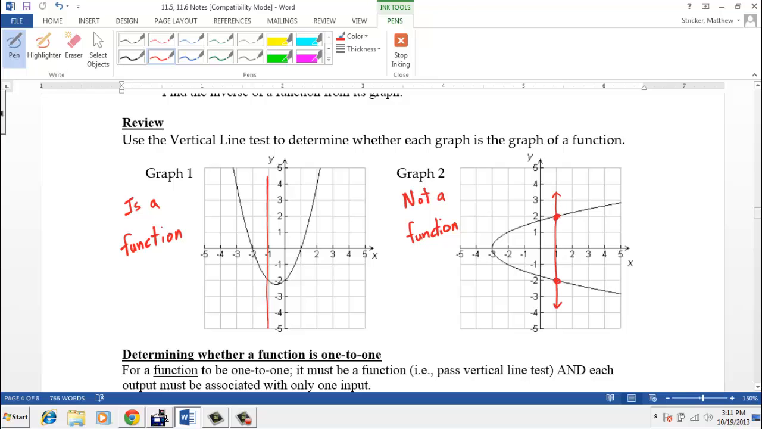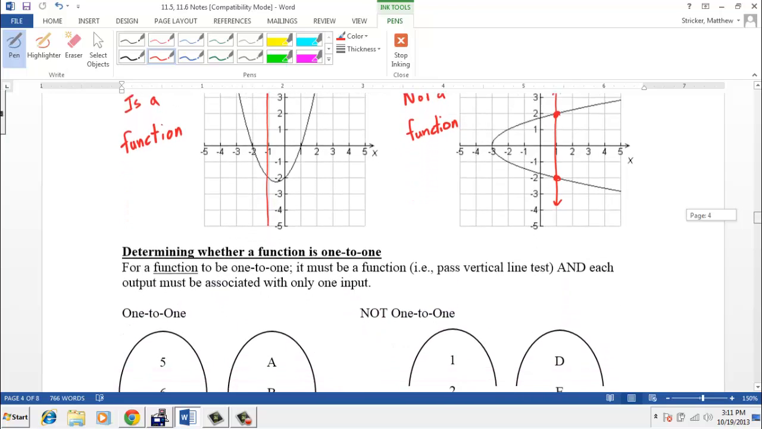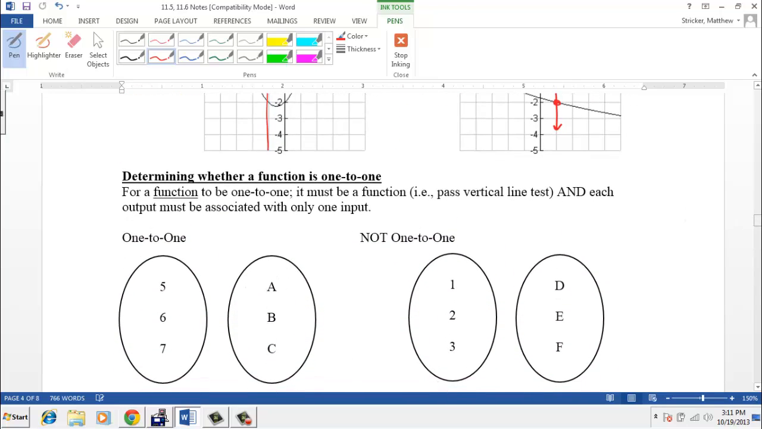Now, once we have a function, then we can start to talk about whether or not a function is one-to-one. A function being one-to-one is one of the requirements we're going to see that is necessary for an inverse function to exist. Let's read here. It says, for a function to be one-to-one, it must be a function, i.e. it must pass the vertical line test. We already said that. And each output must be associated with only one input.